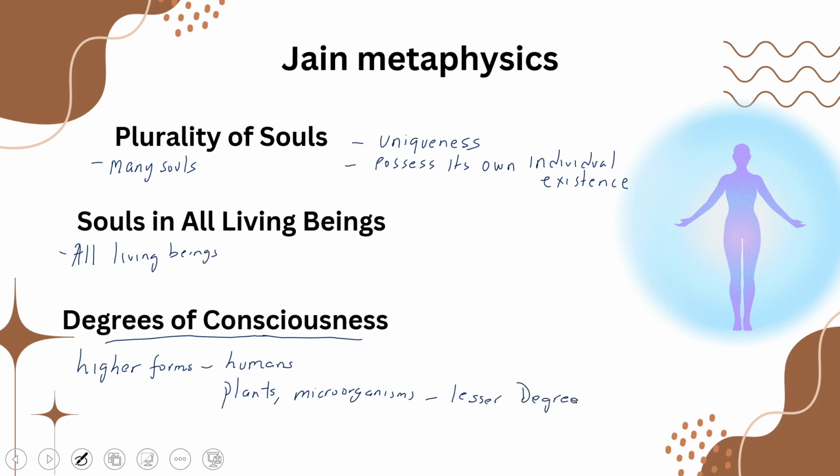Can anyone tell why there is this variation in the degree? What is it dependent upon? First and foremost, it is because of the sensory capabilities and also because of the physical form. The complexity in the physical form as well as the sensory capabilities lead to this variation of consciousness between the various beings.